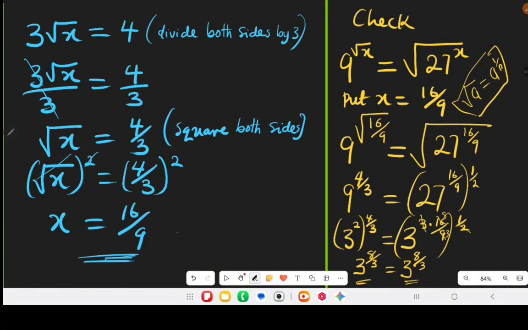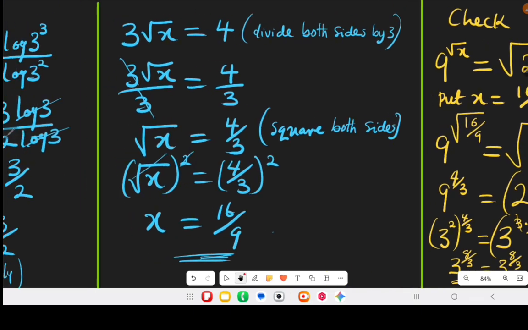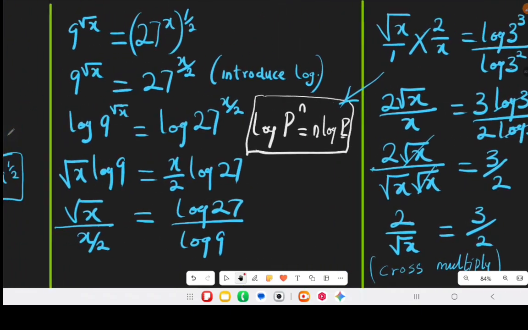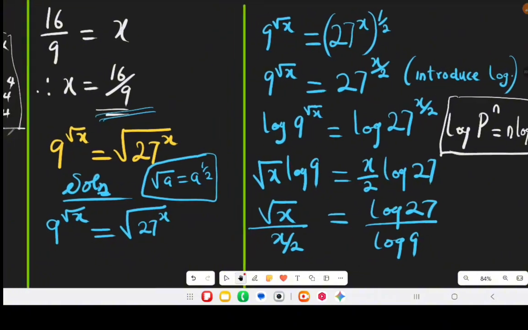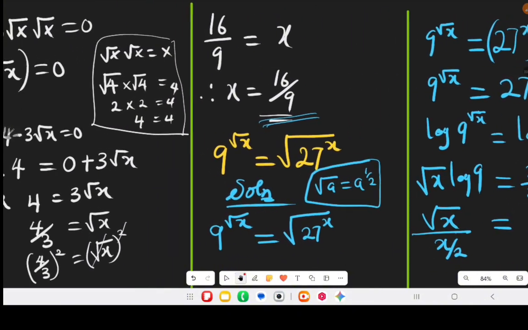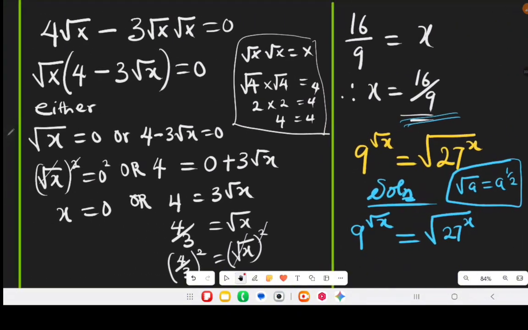We have explored using two methods. The first one we used is the law of indices, and the second one we used is the logarithm approach.